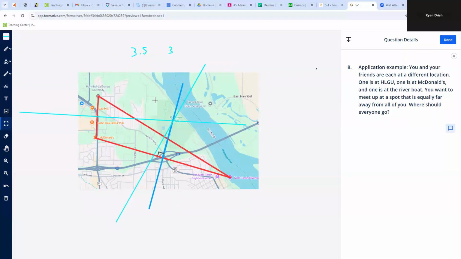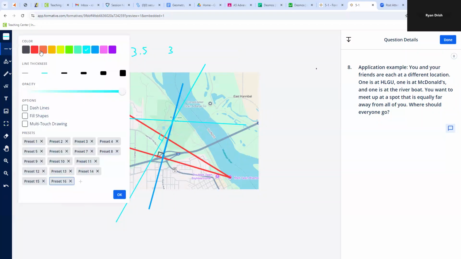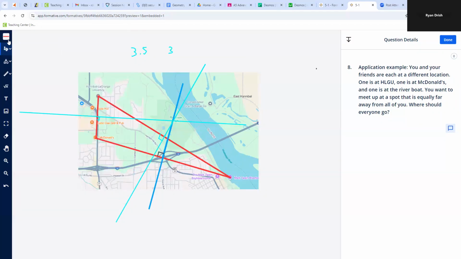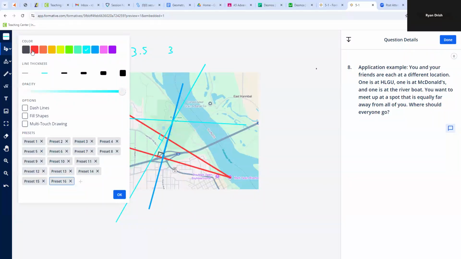And as you see, all three lines, all three perpendicular bisectors, meet up at one point. This is the point of concurrency. And this will be my circumcenter, the point where all three perpendicular bisectors meet.